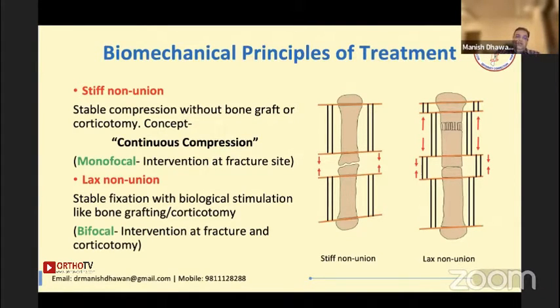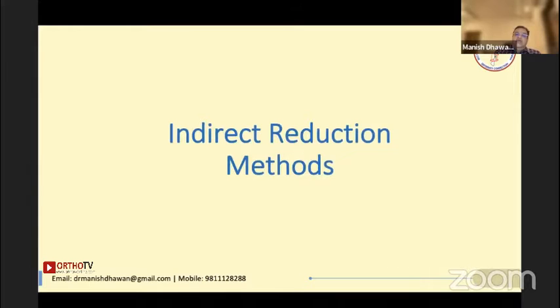Now, lax non-union: you have to give a stable fixation with biological stimulation also, which means this is bifocal. Once you are doing compression at the fracture site and also distracting at the corticotomy site, you increase the vascularity. So this is the treatment where there is no deformity in the bone, but you have a stiff non-union and a lax non-union. Now, what are the indirect reduction methods?